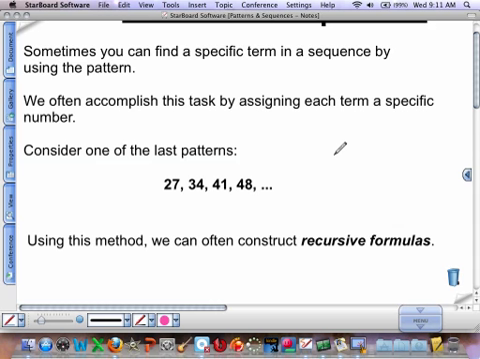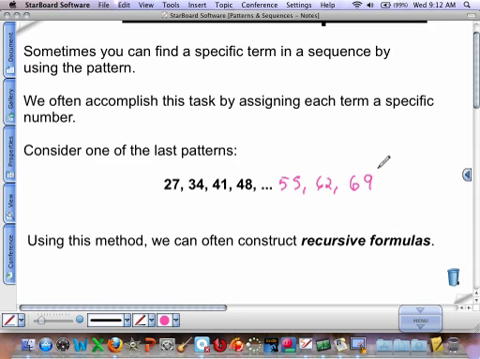Sometimes it's actually not too bad. What you'll be asked to do tonight in your homework is find the 7th term or the 10th term. So if I ask you to find the next 3 terms in the sequence, what would they be? 55, 62, 60. Alright, now here's the key.